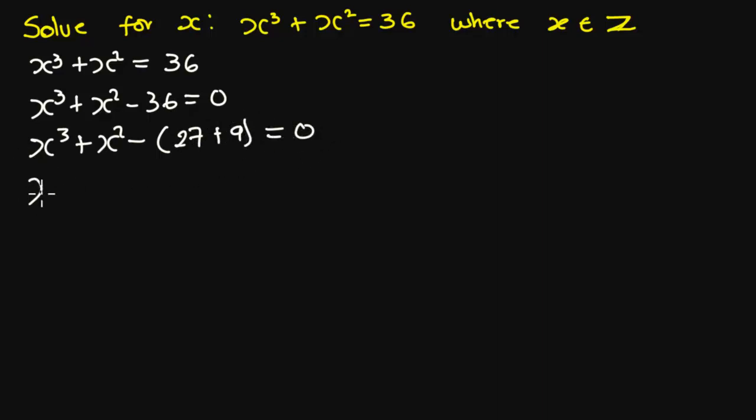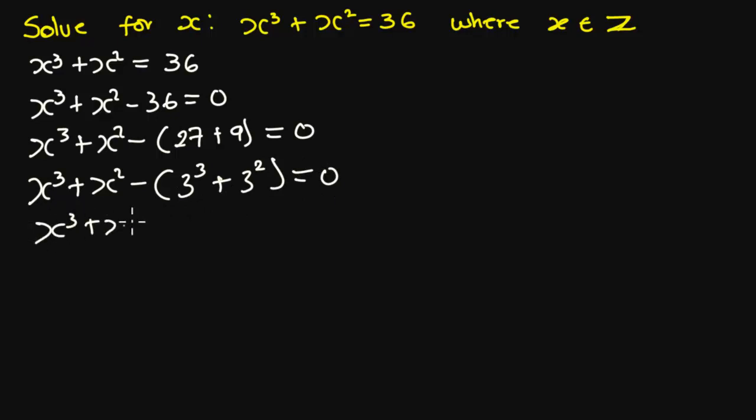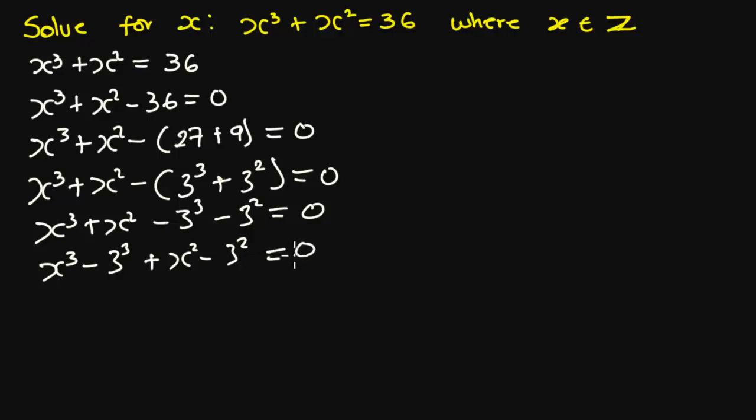And from here, we are going to have x cubed plus x squared minus, and then we can rewrite 27 as 3 exponent 3 plus, then we can also rewrite 9 as 3 exponent 2. So this will be equal to 0. Now let's go ahead and expand this bracket. So x cubed plus x squared minus 3x cubed minus 3 squared is equal to 0. And from here, we can rewrite the left hand side of the equation as x cubed minus 3x cubed plus x squared minus 3x squared is equal to 0.